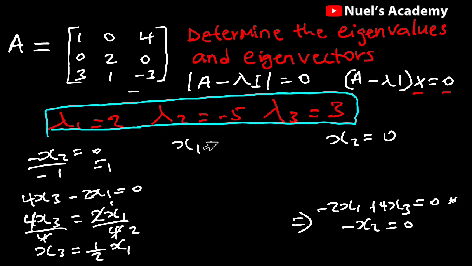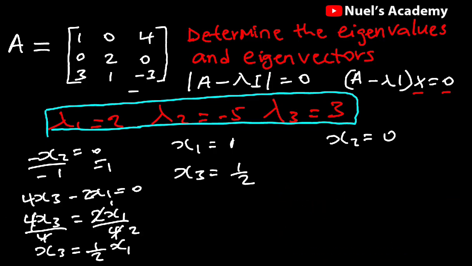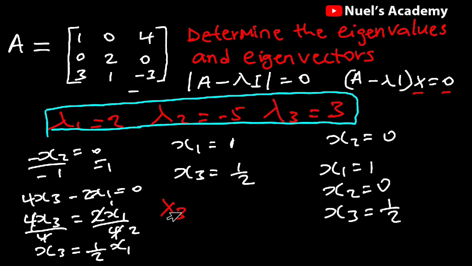Now if you set x1 to be equals to 1, we have that x3 is equals to 1 over 2 times x1, which is 1. 1 over 2 times 1 is equals to 1 over 2. So we have that x1 is equals to 1, x2 is equals to 0, and x3 is equals to half. Now, the third eigenvector when lambda is equals to 3, which is lambda 3, is equals to x1 is 1, x2 is 0, and then x3 is 1 over 2.